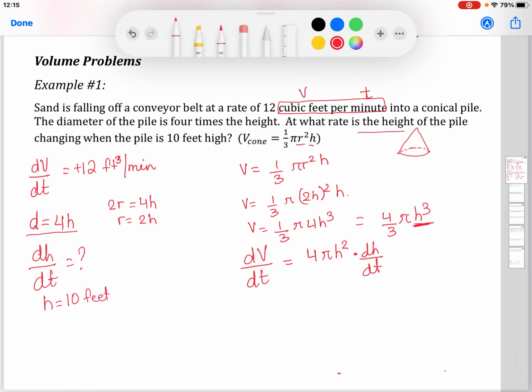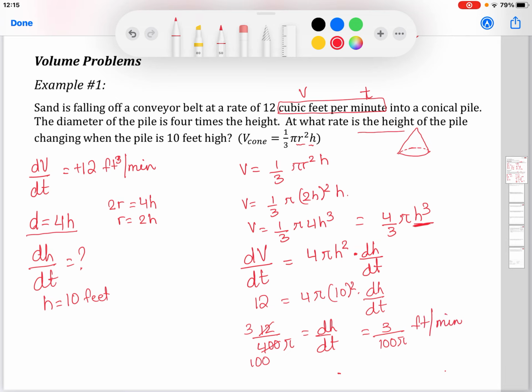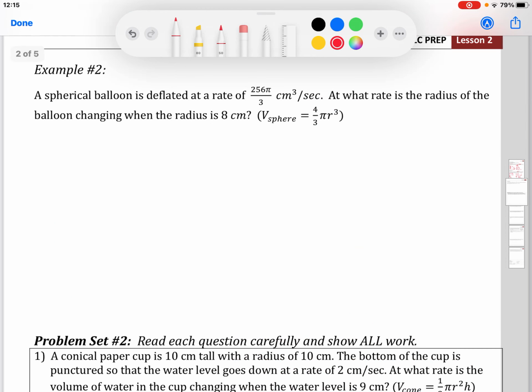So now I'm going to just substitute everything that I know. I know my dV/dt is 12. 4 pi, my h is what? 10 squared, and dh/dt. I'm going to divide by, this would be 400 pi. So 12 over 400 pi equals dh/dt. So 4 times 3 and 4 times 100. So dh/dt is 3 over 100 pi. And this is just the height, right? So it's going to be feet per minute, right?